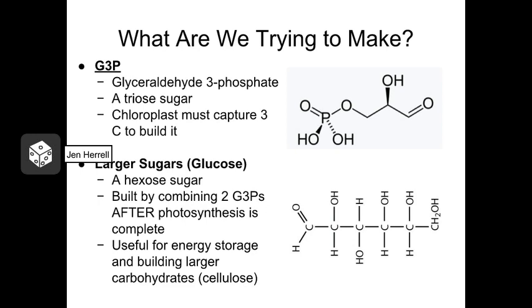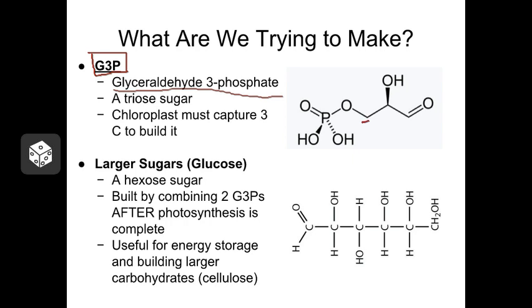What we're actually trying to make through the synthesis part of photosynthesis are sugars. Now we're not going to start out by building the big sugars. We need to build small sugars first, and then we can use those little sugars to make the bigger ones. The sugar that's actually going to be produced through the Calvin cycle is this one, glyceraldehyde 3-phosphate. It's okay if you just know it by its abbreviation, G3P.